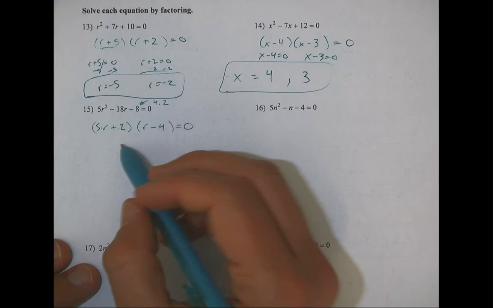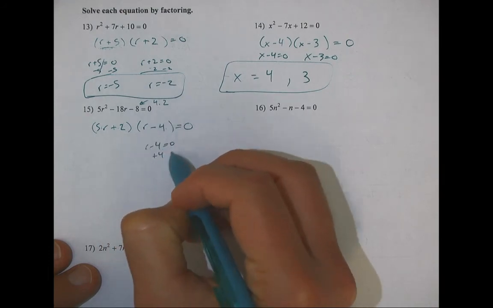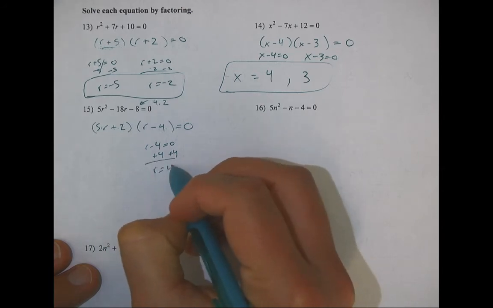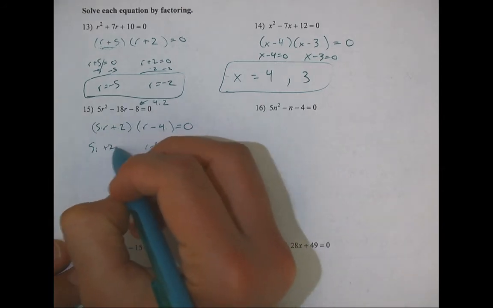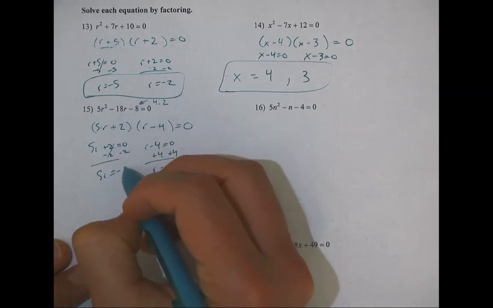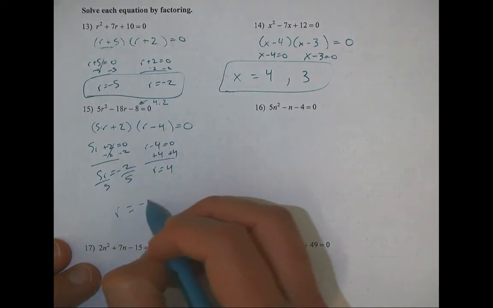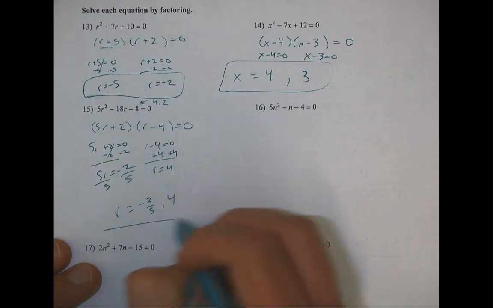Now I need to know when these equal 0. This one's going to be when it's 4. You could run the equation if you need to. Add 4 to both sides. Over here, same thing, 5r plus 2. When does that equal 0? So minus 2. 5r equals negative 2. Divide by 5, and leave it as a fraction. R equals negative 2/5 or 4.